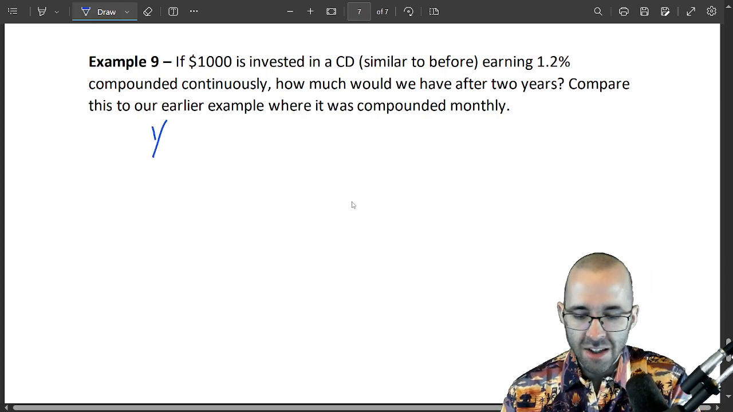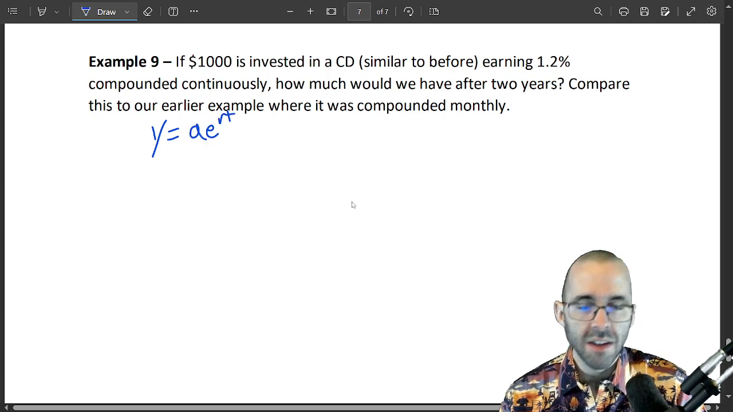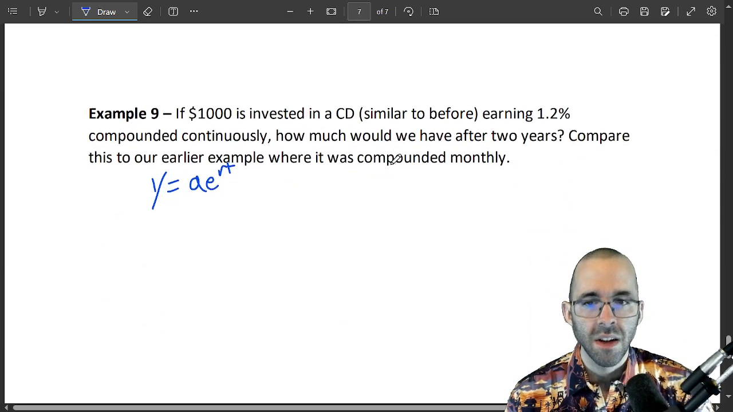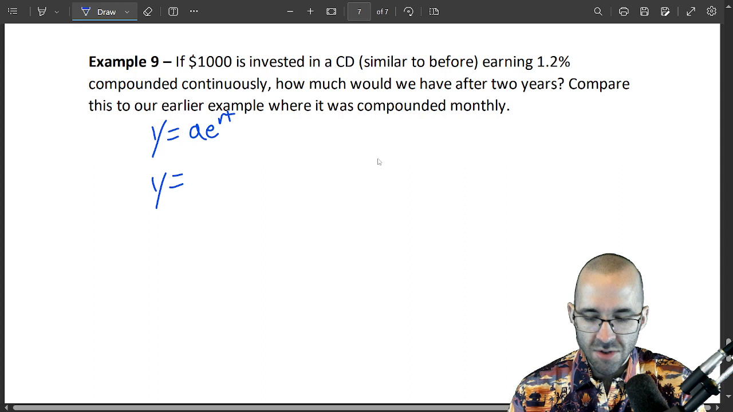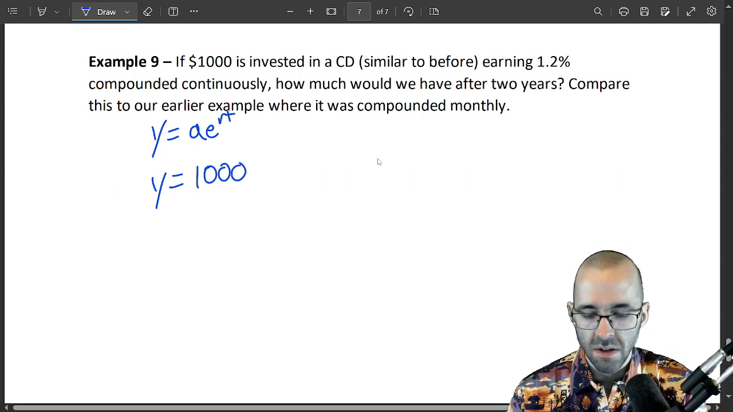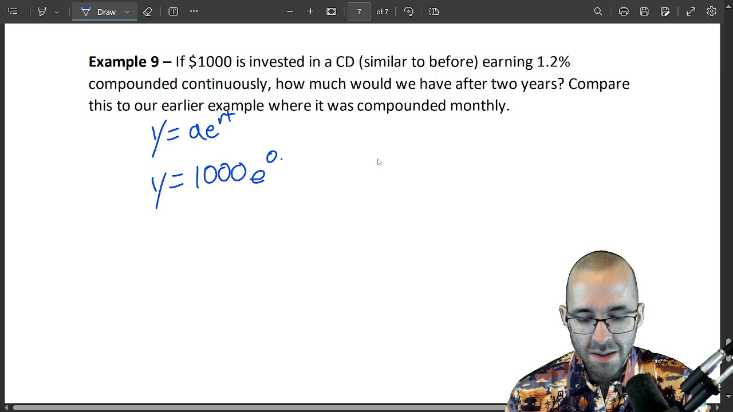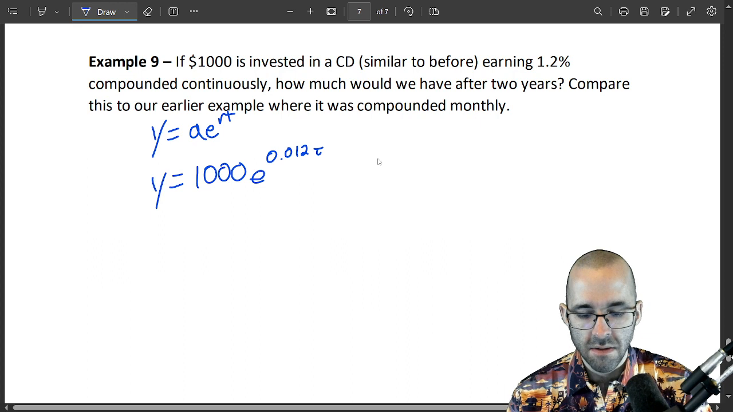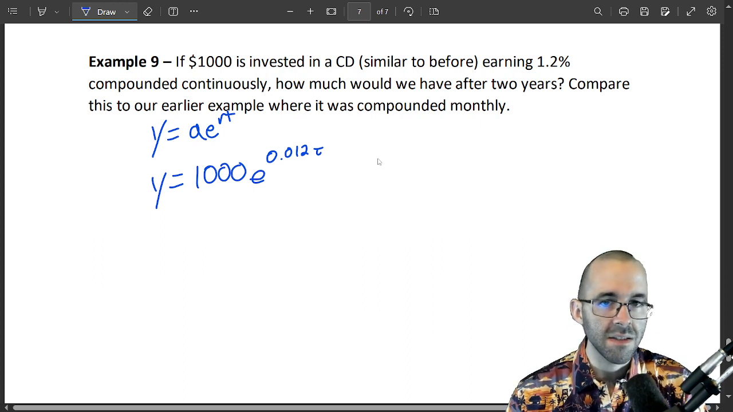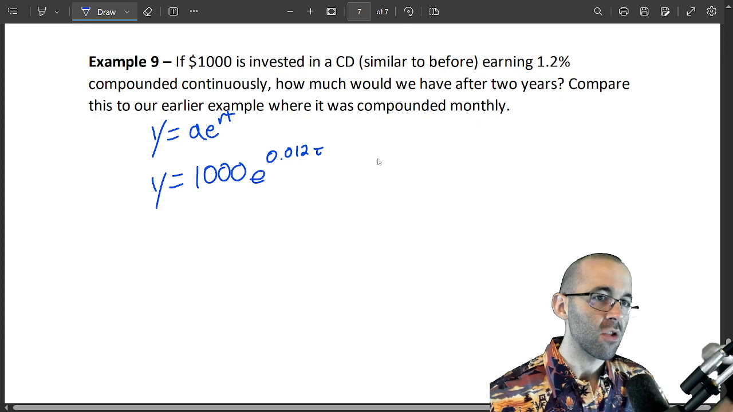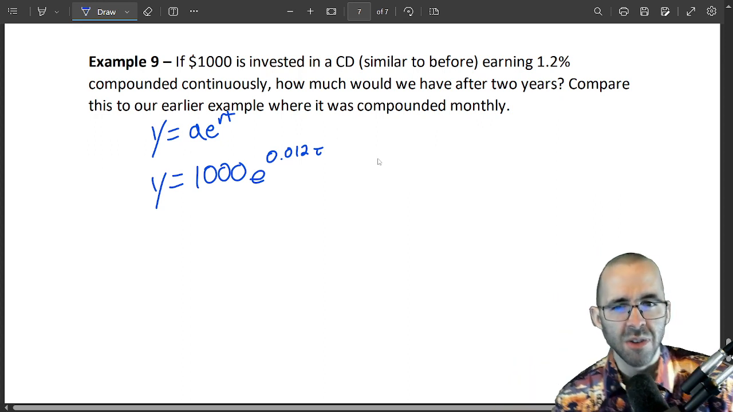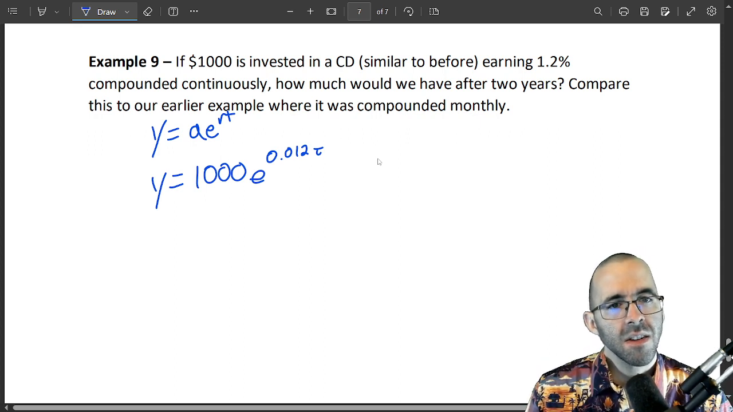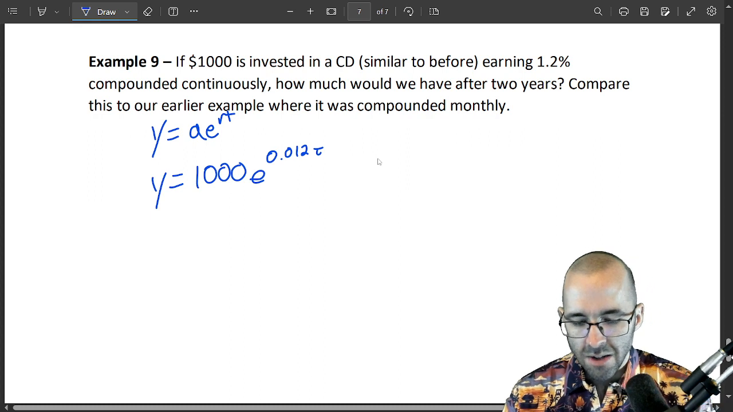But anyway, we're going to use y equals A e to the RT, just like was mentioned for continuous growth. Then it's not too bad. A is just the starting value, like we had before. R is the interest rate as a decimal, 0.012, as before. And T, or X, is how many years. Before, after 24 months, we found it was going to be $1,024. What happens if it's the same amount of time, 2 years, but compounded continuously?